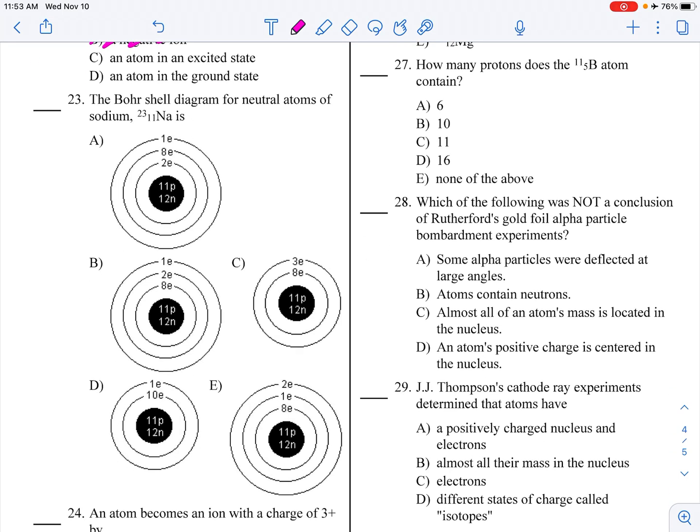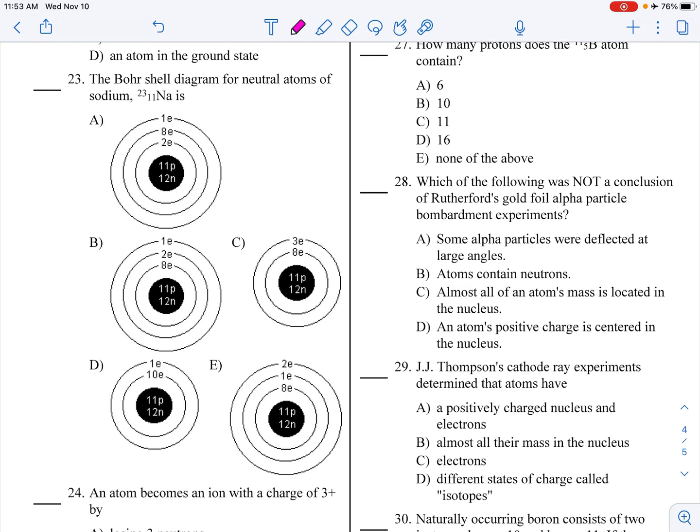The Bohr shell diagram for neutral atoms of sodium is, okay, so sodium's nucleus is 11 protons and 12 neutrons. Oh, they all have that. So, okay, if there's 11 protons, there's 11 electrons because they're all neutral. So 2 in the first, 8 in the second, and 1 in the last. And that's from 2n squared, the formula. If n is 1, that would be 2. If n is 2, that would be 2 times 2 is 4 times 2 is 8. And if n is 3, well, that's the maximum. So we have 11 total. So we need 2, 8, 1. And the closest is choice A.